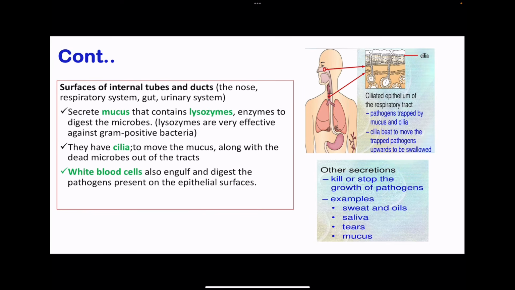We also have surfaces of internal tubes and ducts, for example, the nose, the respiratory system, the urinary system, and so on. They contain mucus-secreting cells, and these contain lysozymes that can break down microorganisms and render them ineffective. Some cells are also going to be ciliated. These are able to move the mucus that contains the dead microorganisms away from the areas of the body. We also have white blood cells that engulf and digest the pathogens on the epithelial surfaces.